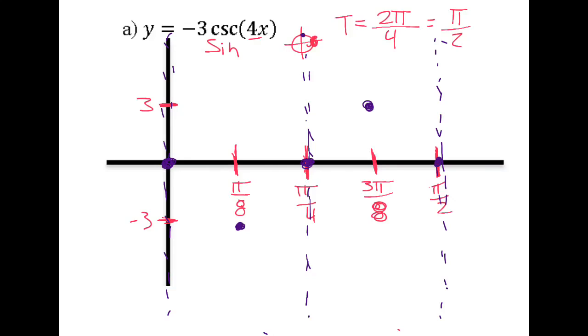And what's special about that minimum at pi over 8 and that maximum at 3 pi over 8? Well, they're shared on both graphs. That maximum at 3 pi over 8 on sine becomes a minimum on cosecant. That minimum at pi over 8 on sine will become a maximum on our cosecant graph. So we sketch that in, and we are done.